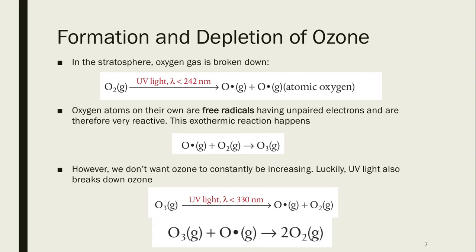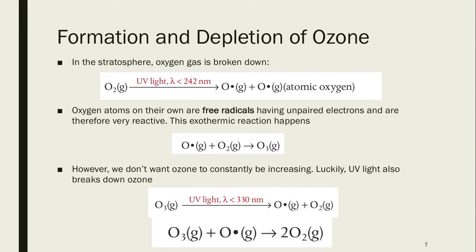So on their own, they're free radicals. Hopefully you remember that dot means a free radical from your study of organic chemistry. They have unpaired electrons and are therefore very reactive. This is an exothermic reaction where then the free radical, one of the oxygen atoms, can combine with the other oxygen in the air to create ozone. Okay, in this step, we're actually going to create new bonds.